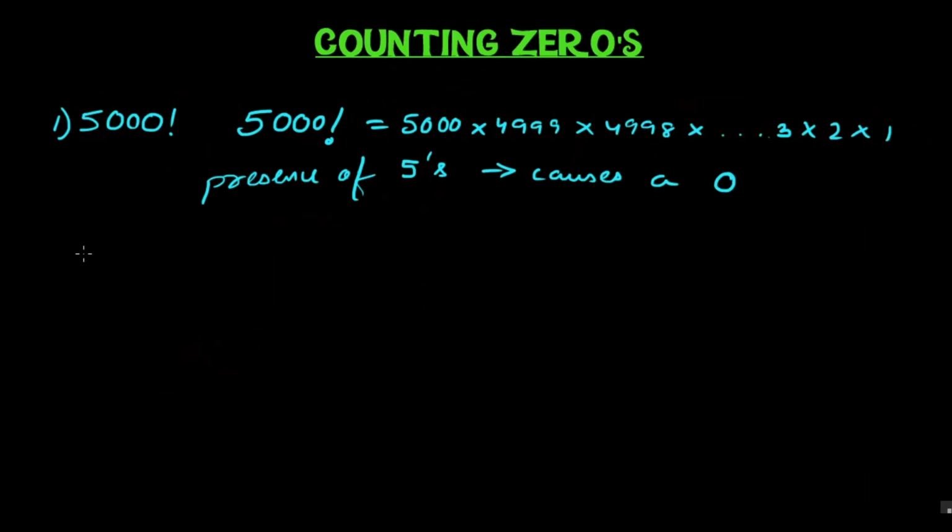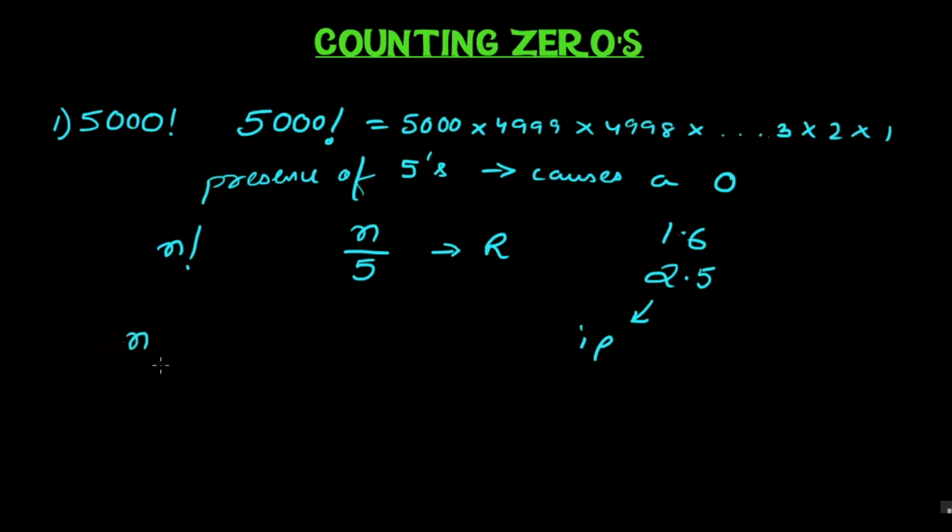Now there is a shortcut for it. The shortcut goes, suppose you have a number like n factorial, we will divide that n by 5. Now this will give us a result. The result might be in a form like 1.6 or 2.5. We'll always take the integral part only. And now n by 5 will give us a result. We'll take its integral part and we'll do a comparison.